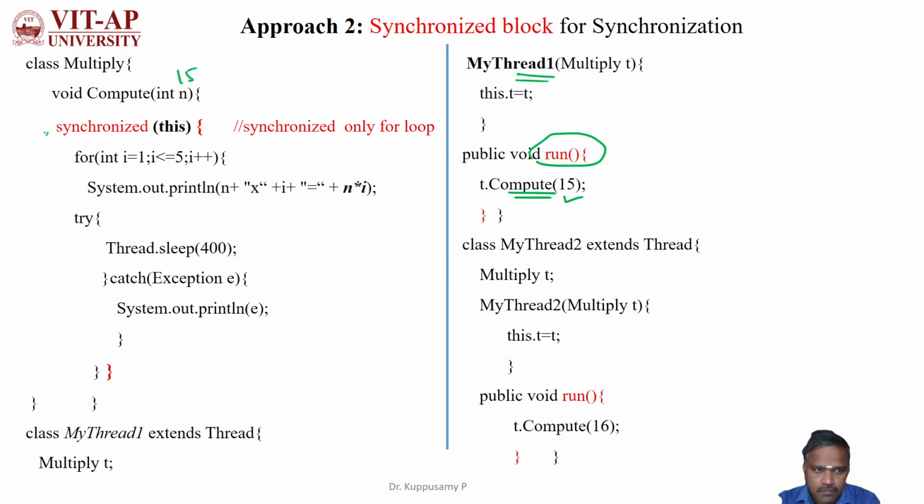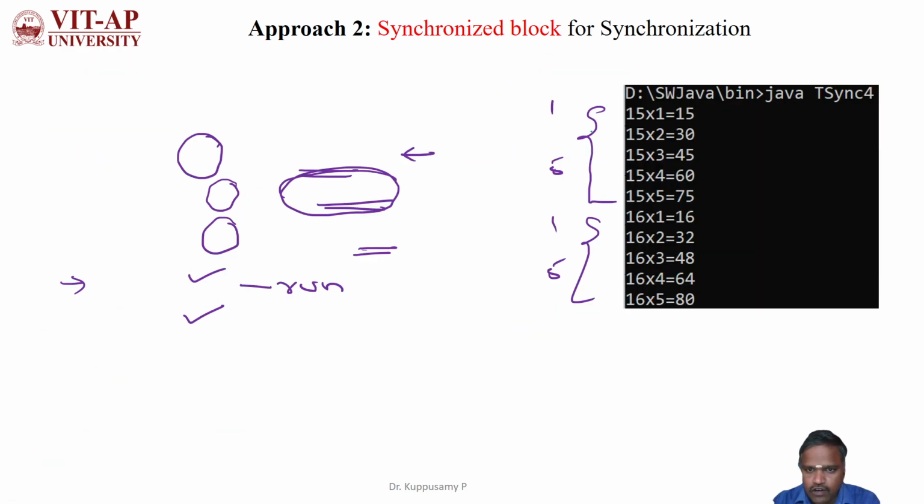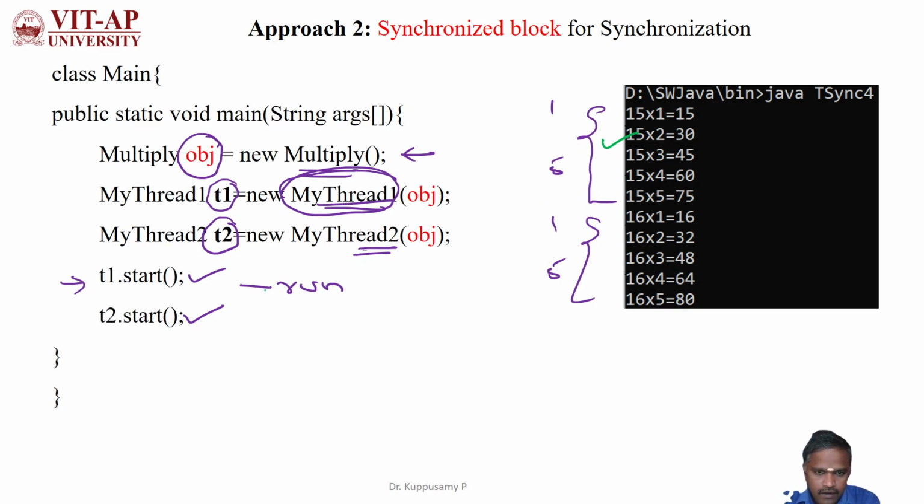Then this block of code is synchronized, right, until here. Then it takes the iteration 1 to 5. Here the table number is 15, right? 15 into 1, 15 into 2. So these values will be printed until 15 into 5. So that's what you look at here, we are getting the first thread's values. Then the thread successfully completes 5 iterations. Then the object will be released from thread t1.